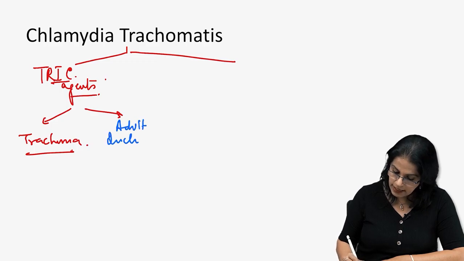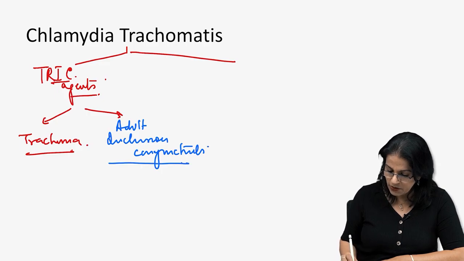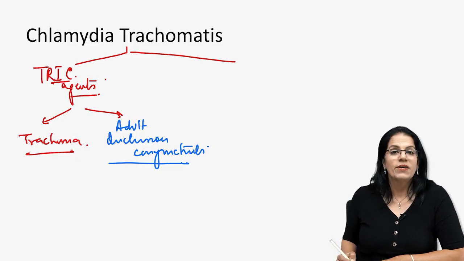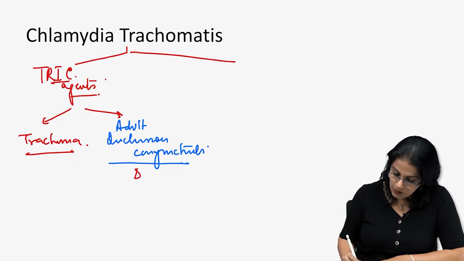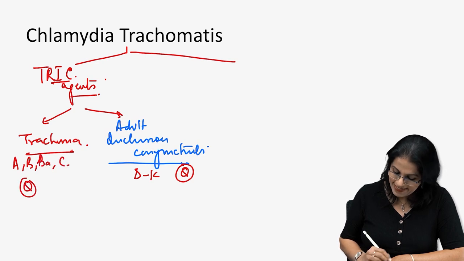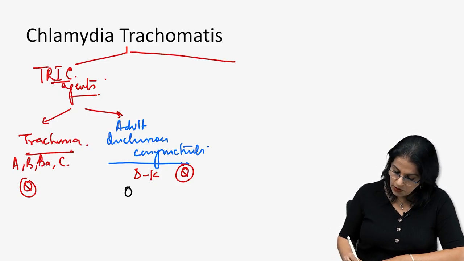Now, adult inclusion conjunctivitis is also called, this is your exam question, of course, which serotype? First, let us learn the serotype. It is D to K. This is again a Q. Trachoma has serotypes A, B, Ba and C, we just learnt. This is also a Q. And then we have to learn another Q here, that this is also called swimming pool conjunctivitis.